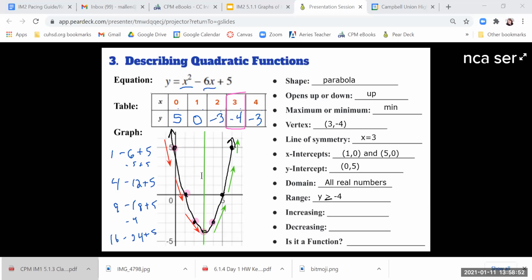So we're decreasing on the left-hand side of the axis of symmetry, which is x equals 3. So we're decreasing when x is less than 3. But we're increasing on the right-hand side of the axis of symmetry when x is bigger than 3. So x is bigger than 3 is our increasing zone. And all of these will be functions. So that's a yes. All right.